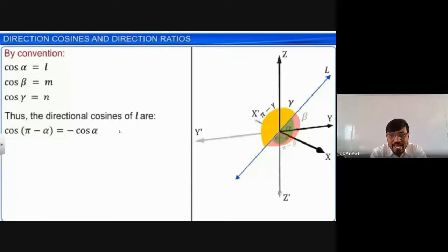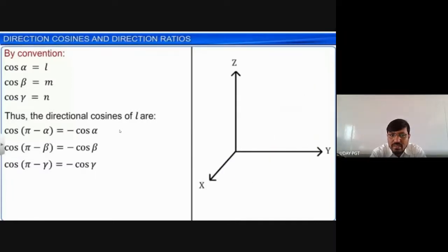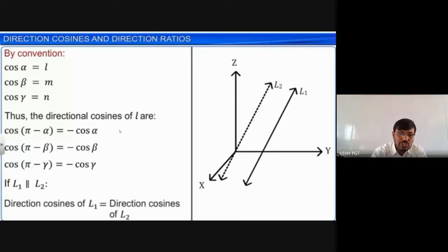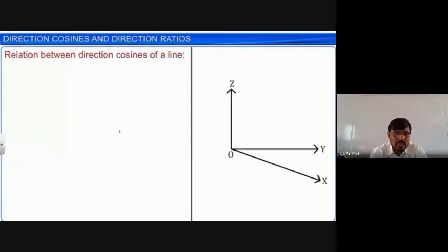Okay. Thus the direction cosines of the line are, if it is in the anti-clockwise direction, pi minus alpha should be taken into consideration. If you take two lines L1 and L2 and the two lines are parallel, then they will make equal angles with the axes. Then the direction cosines of the first line and the direction cosines of the second line are equal.